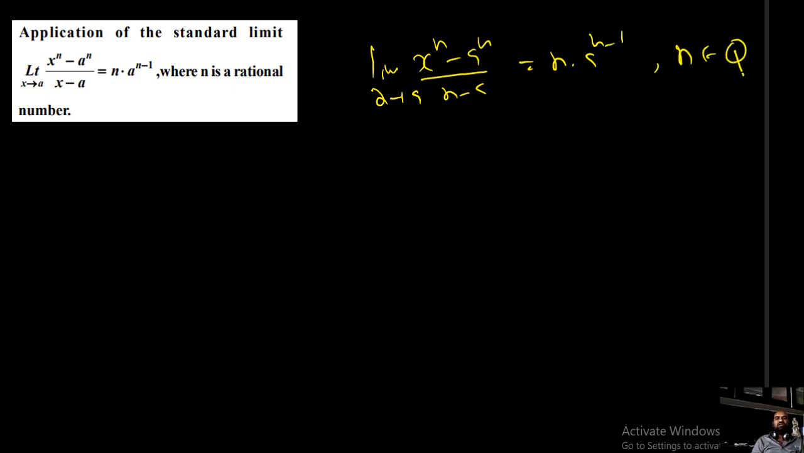Yeah, students, important one. (x power n minus a power n) by (x minus a). The limiting value of this function where x is tending to a is n into a power n minus 1, where n is a rational number. Okay, now I want to prove this.